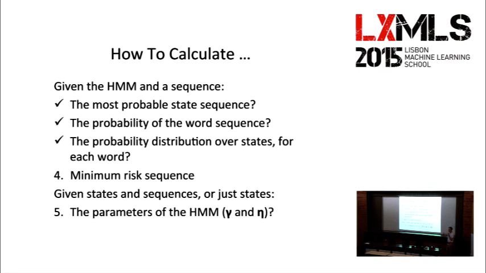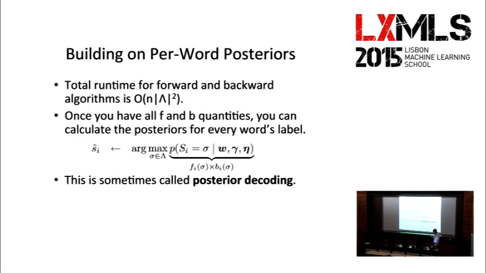So now we keep building on the thing before. We're going to build a little further, and we're going to see an alternative to the Viterbi algorithm for decoding called the minimum risk sequence. And I'll explain why we might want to do this too. So what we were calculating when we took the forward and the backward probabilities and multiplied them together, let's call those per word posteriors.